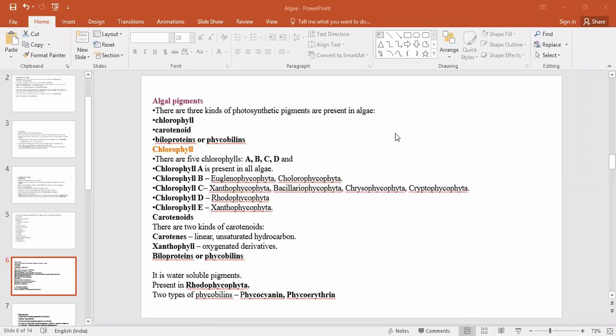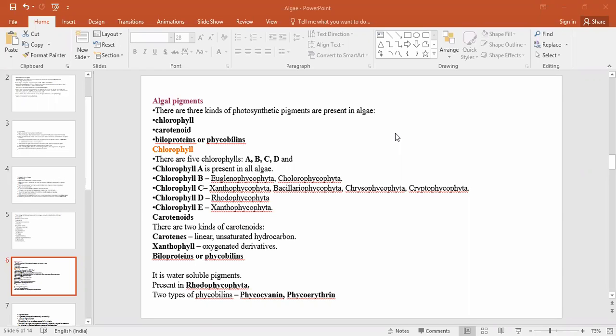So our next topic is algal pigments. There are three kinds of photosynthetic pigments mostly present in algae. First one is chlorophyll, second one is carotenoid, and next one is biliproteins, which are also called phycobilins.